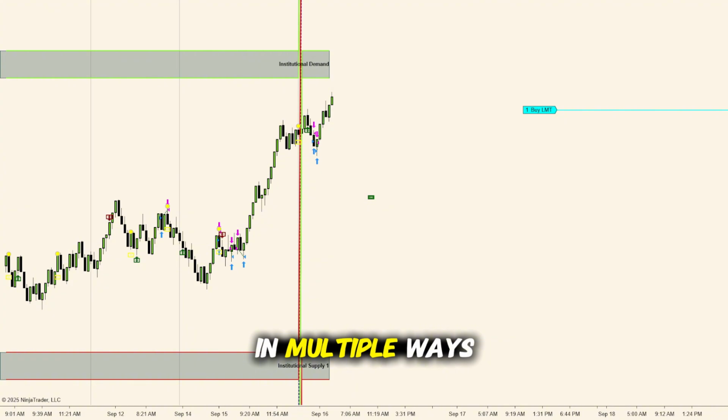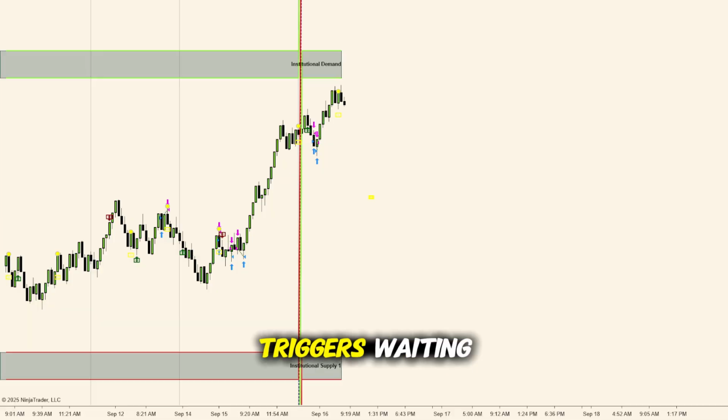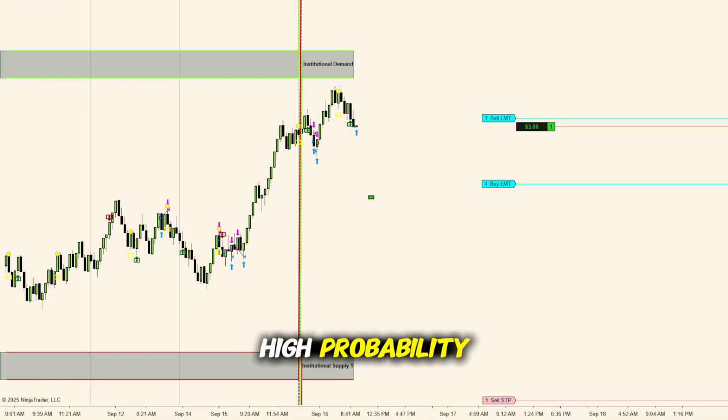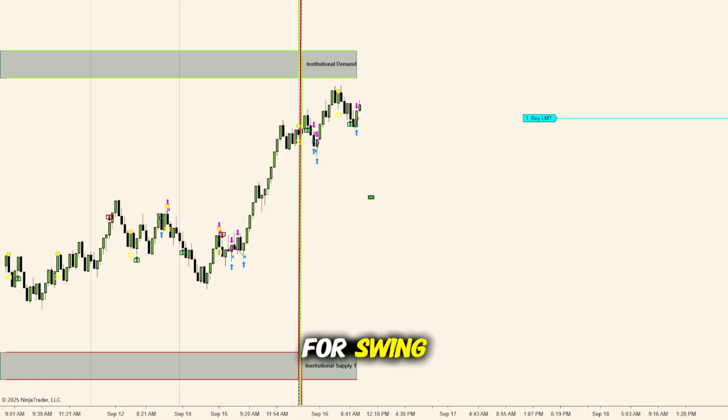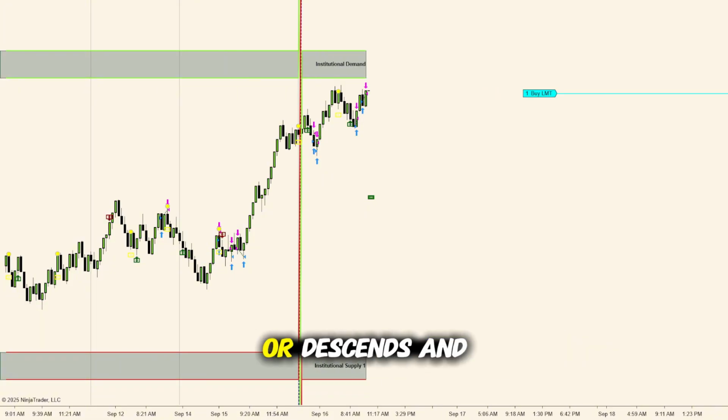Traders use this in multiple ways. For scalpers, these zones are ideal fade points, shorting into the top rail or buying at the bottom when price rejects. For trend traders, they act as breakout triggers, waiting for clean breaks, then entering on defended retests for high probability continuations. For swing traders, these levels define the broader range structure of the session or week, the stair-step pattern that the market builds as it climbs or descends.